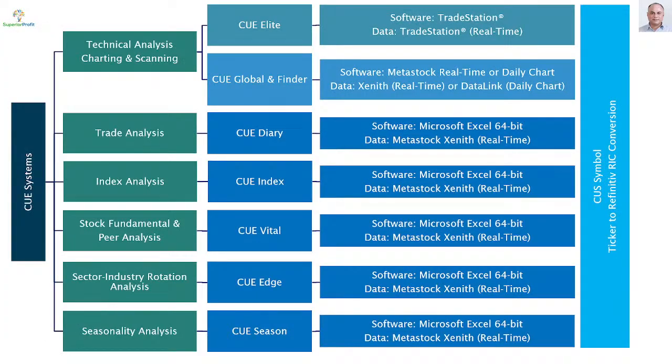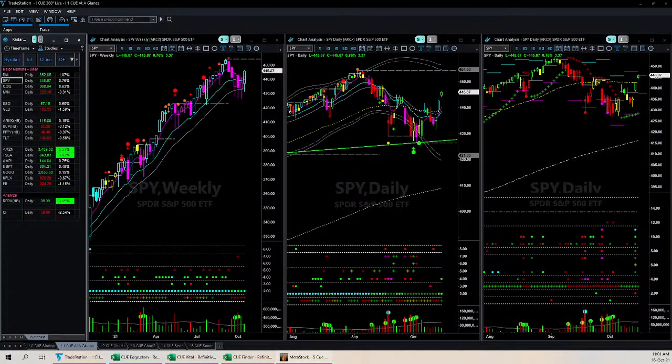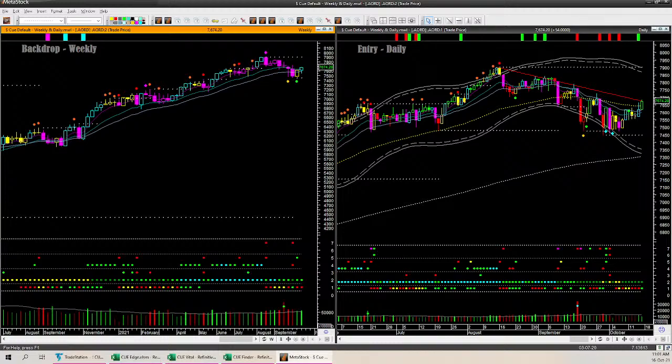These are the Q systems I use in my trading. They run as add-ons on the TradeStation and Metastock platforms. That was the last slide. Let's continue with the live system. First, we have a look at the global markets, starting with Australian index, all ordinaries.